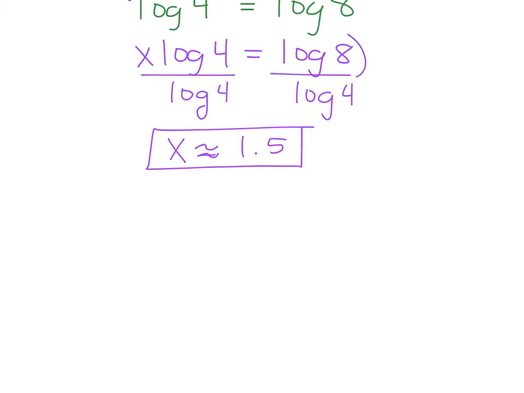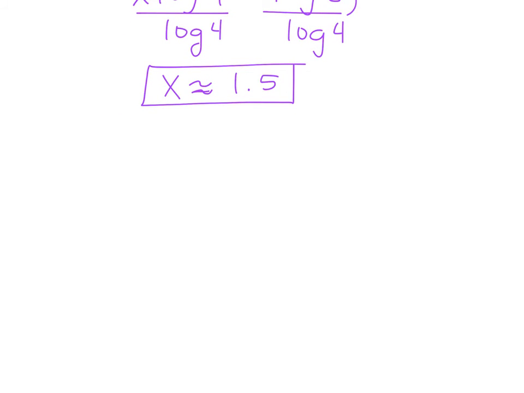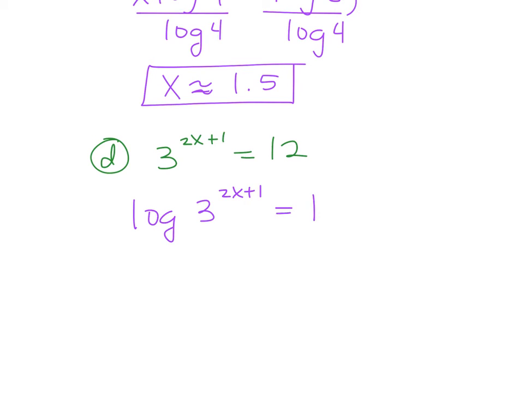All right. Letter D. 3 to the 2x plus 1 equals 12. Okay. Now, be careful here. You have 2x plus 1 as your exponent. Don't go subtracting 1 right now. It's part of your exponent. Is your exponent isolated? Yeah. Okay. So once you've isolated, take the log of both sides. So it's going to be log 3 to the 2x plus 1 equals log 12.